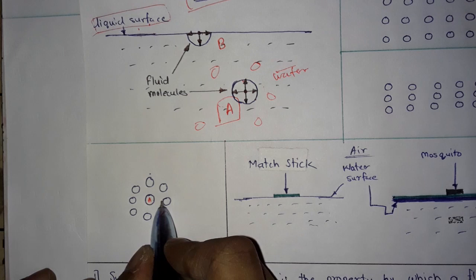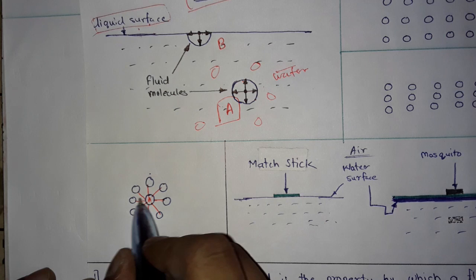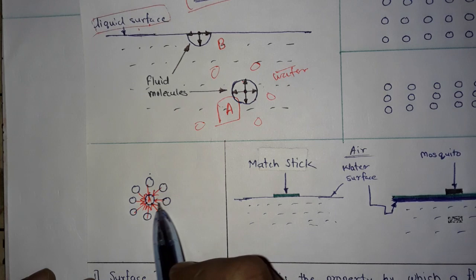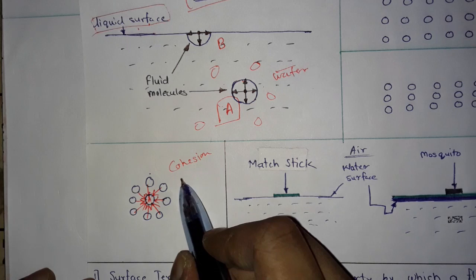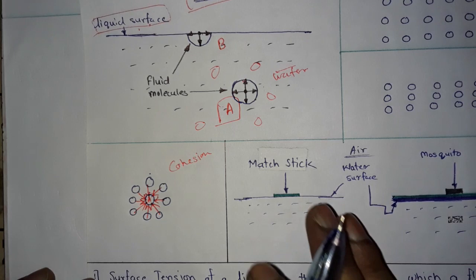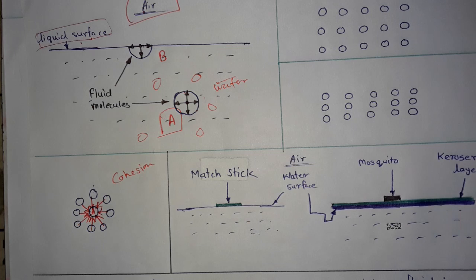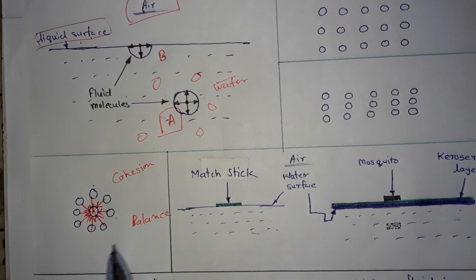Like this water molecule attracts this molecule, this molecule attracts like this. Because of this, there is a tension generated in the water molecules. Here, the surrounding water molecules attract this A water molecule and this is called cohesion of water molecules. This cohesion concept I have explained in the video on cohesion and adhesion, and the link of this video I have given in the description section of this video. Here friends, all the forces are equal, so they balance each other. So the molecules are in equilibrium.